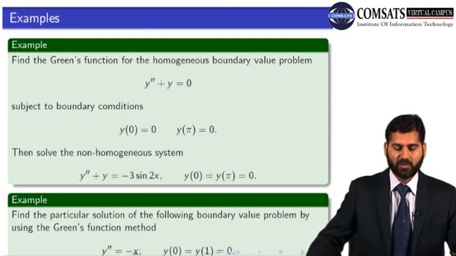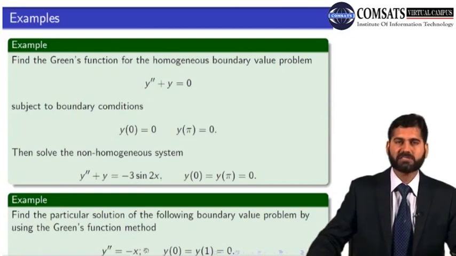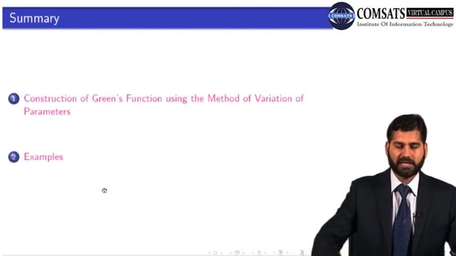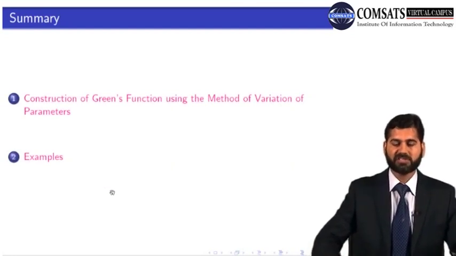Same thing we did here is we considered the homogeneous part of this to construct the Green's function, and then we used that Green's function to obtain the particular solution of the non-homogeneous equation by taking this f(x) into consideration. All right, so today we did a construction of the Green's function using the method of variation of parameters.